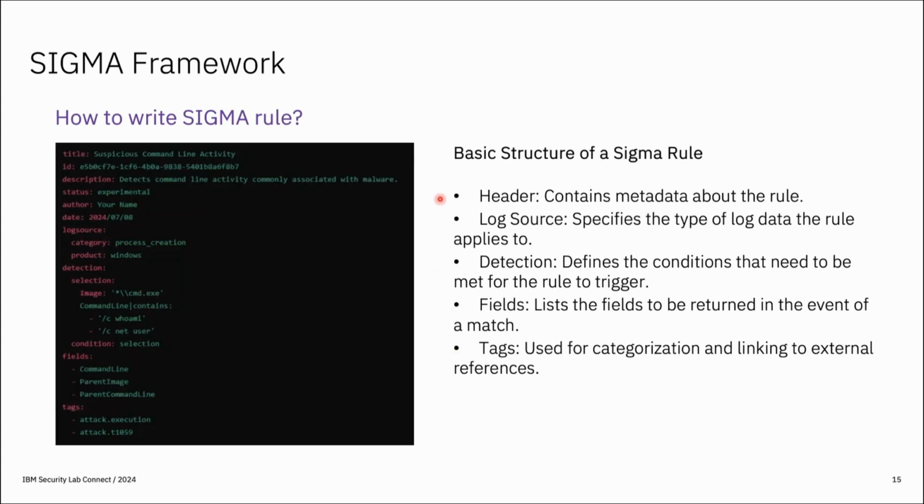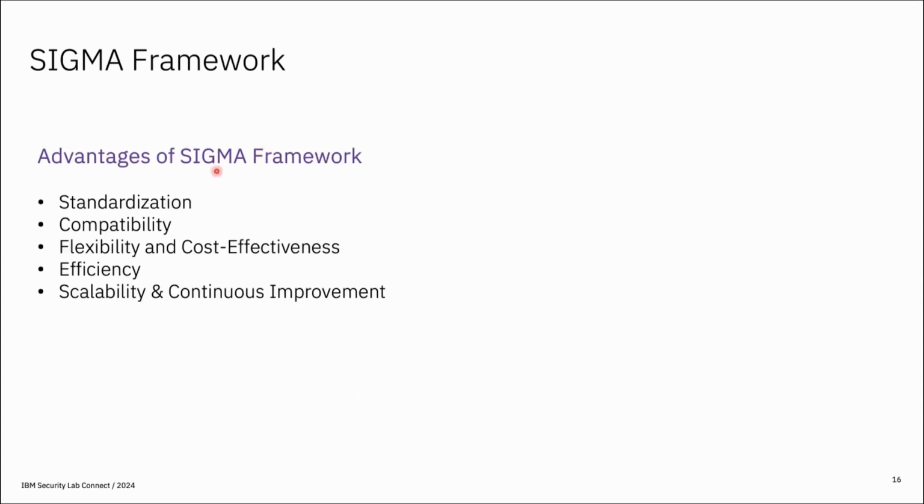You can see an example of a Sigma rule on the slides. As shown, the basic structure of a Sigma rule includes the header, which contains the metadata about the rule. Next is log source, which specifies the type of log data that the rule applies to. Next is detection, which defines the condition that needs to be met for the rule to trigger. The fields section lists the fields to be written in the event of a match. The next are tags. Tags are used for categorization and linking to external references. Let us now move to the next slide and understand the advantages of Sigma.